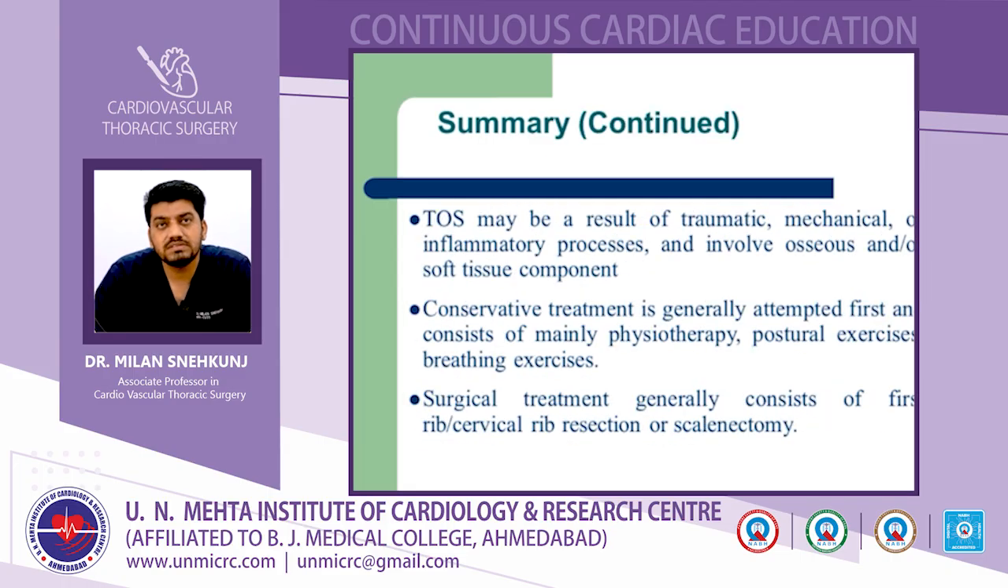Thoracic outlet syndrome is basically the result of traumatic, mechanical or inflammatory processes and involves osseous and soft tissue components. Conservative treatment is generally attempted first, and it consists mainly of physiotherapy, postural exercises, and breathing exercises. Surgical treatment generally consists of first rib and cervical rib resection, and scalenectomy.